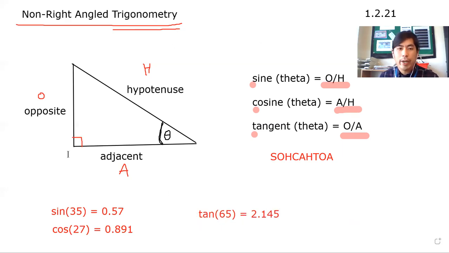So that's regular right angle trig. Really quickly, in a nutshell. We use these values to help us calculate side lengths or vice versa. If you know the side lengths, we can calculate the angle. Okay.